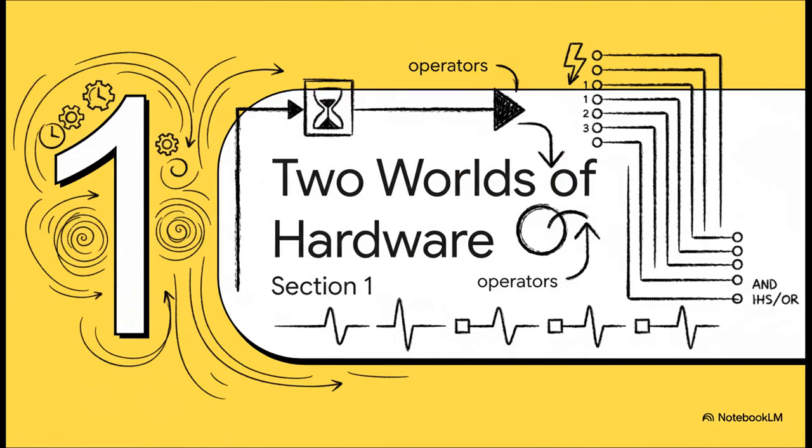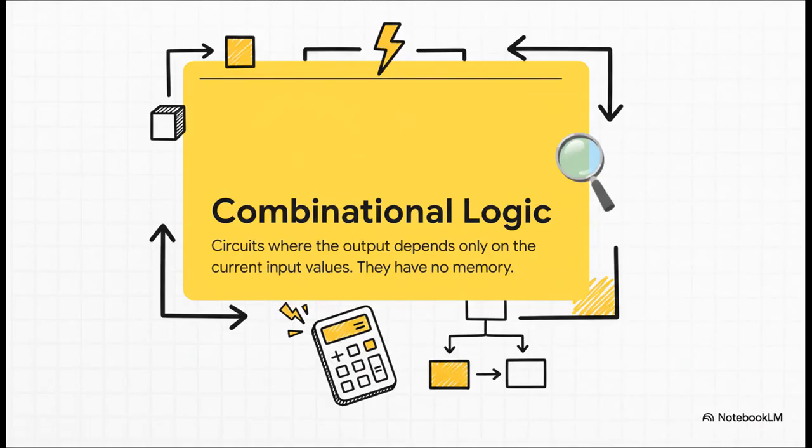Okay, so to really wrap our heads around this, we need to take a quick step back. Before we can even talk about these operators, we have to talk about the two fundamental worlds of hardware they help create. It really all comes down to how a circuit thinks about time and memory. First up, we have what's called combinational logic. The idea here is simple. What you get out depends only on what you put in right now. There's zero memory of the past.